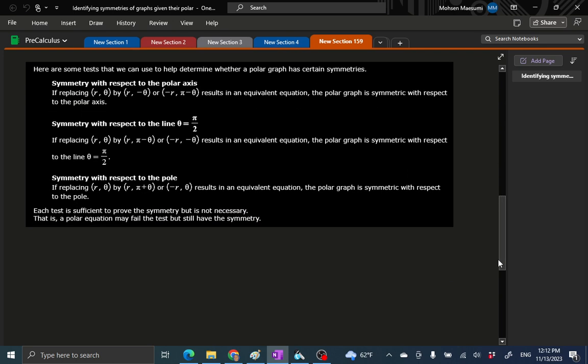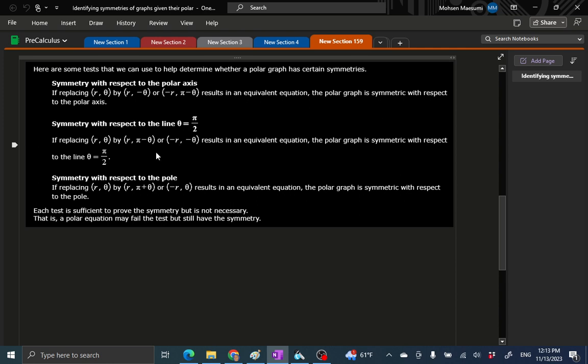Going back to our standard mathematics, we are going to look at symmetry with respect to the polar axis. That's our old x-axis. With respect to the line theta equal to pi over 2, well, that's just the y-axis, or with respect to the pole, that's the same as our old origin. So these are the same symmetries as the ones we have seen in college algebra, just expressed in a different style. So let me go ahead and explain the criterion.